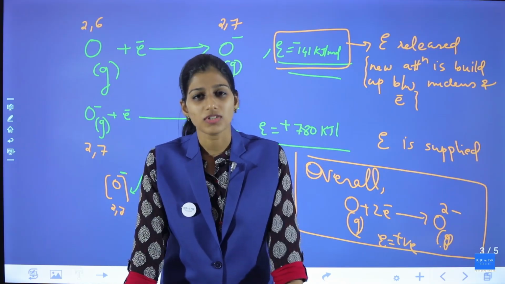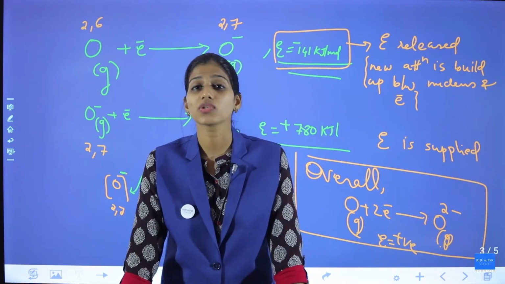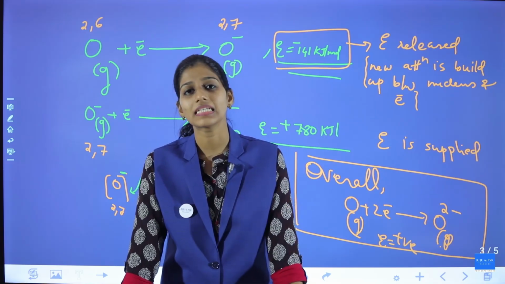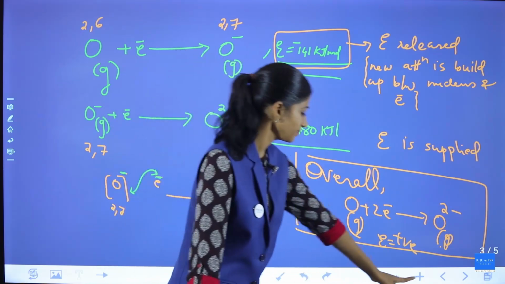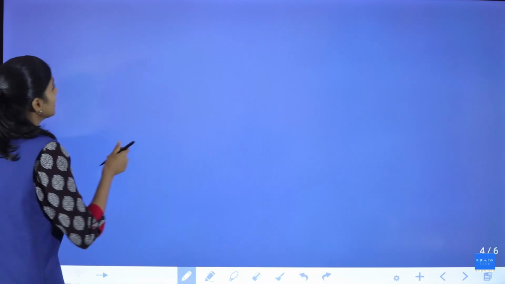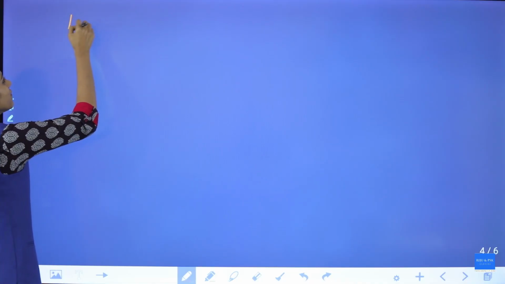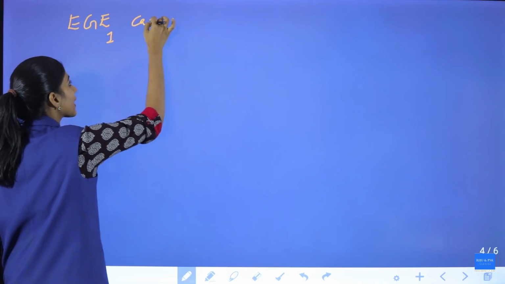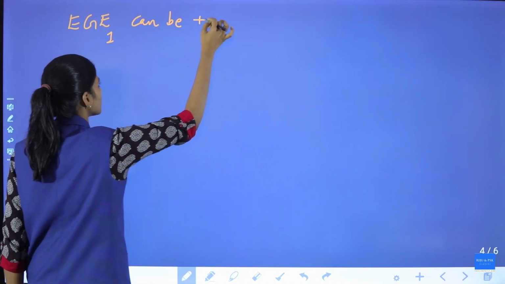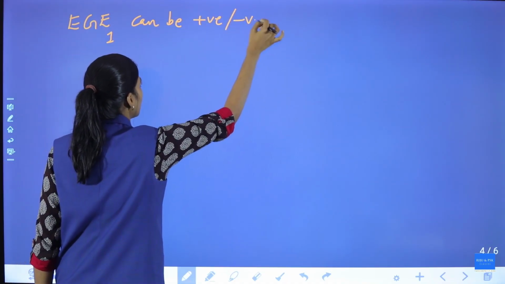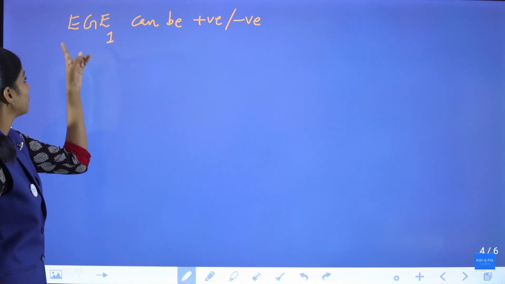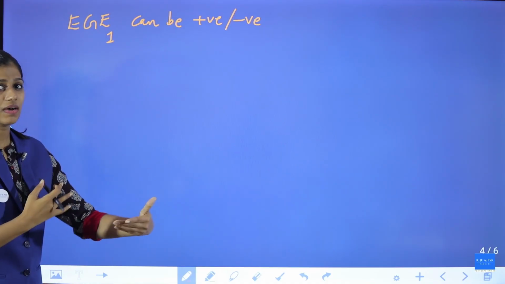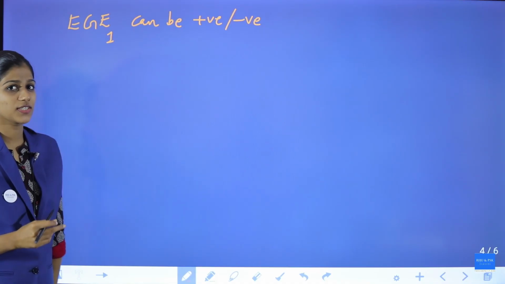If the second electron gain enthalpy is positive, it indicates energy is supplied. So this is the idea, dear children. First electron gain enthalpy can be positive or negative. Okay, first electron gain enthalpy negative ആവുന്ന കേസ് നമ്മൾ ഇപ്പോൾ ഓക്സിജൻ്റെ ഡിസ്കസ് ചെയ്തു.